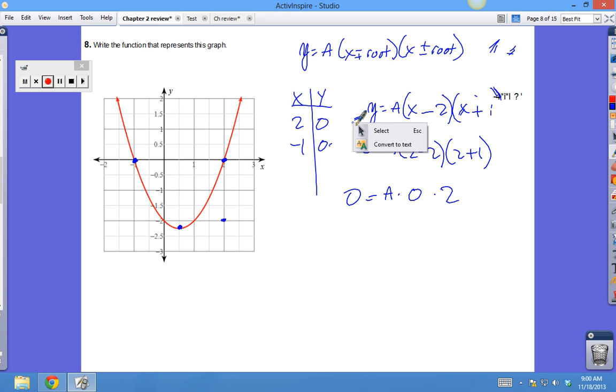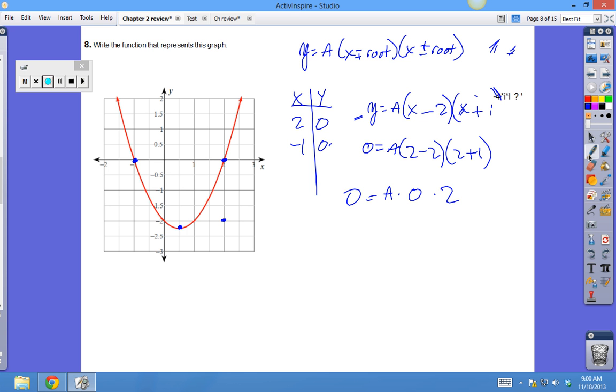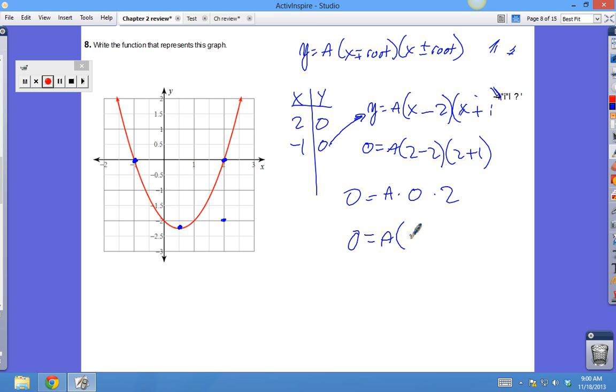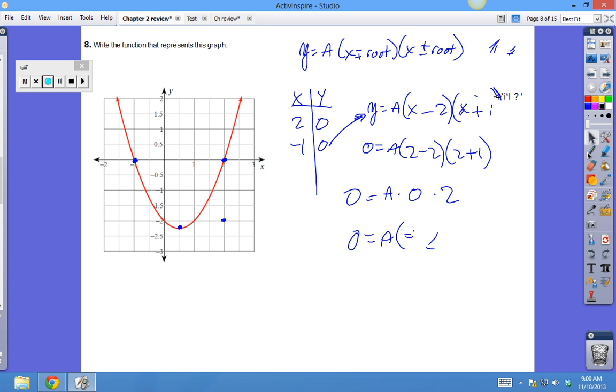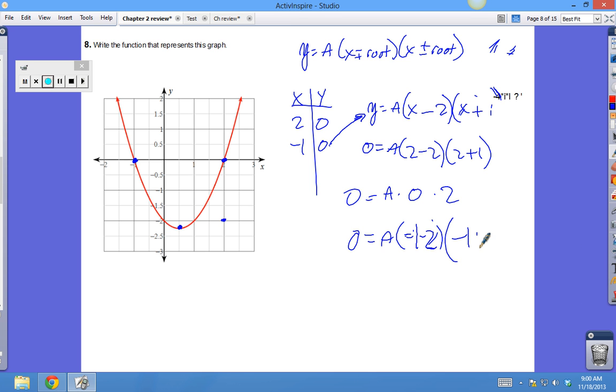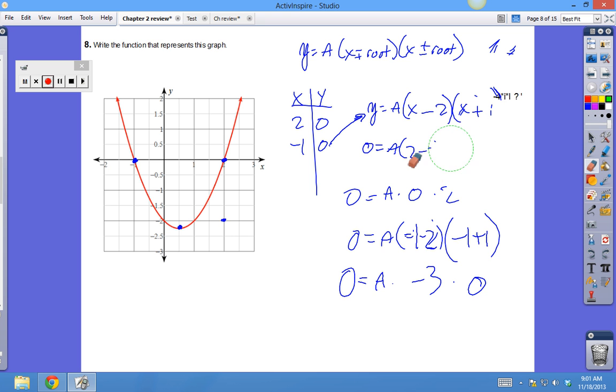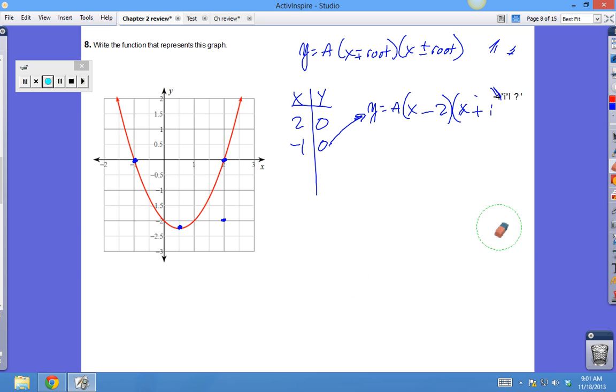Holy cow, this board sucks. So I'm going to get 0 equals a times (negative 1 minus 2) and (negative 1 plus 1). There is my 0. 0 times a negative 3 times whatever a is going to be 0. So your roots and your function are always going to be opposite signs. Okay, now you've got to find a.